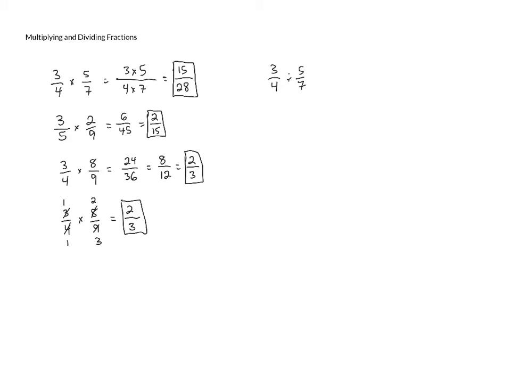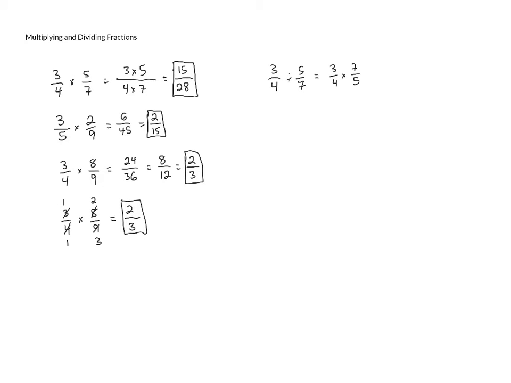If we want to take a fraction division problem and change it to a multiplication problem, all we need to do is flip the second fraction. So instead of 5/7, it becomes 7/5. We call that the reciprocal of the original fraction. When you flip it, it becomes its reciprocal.